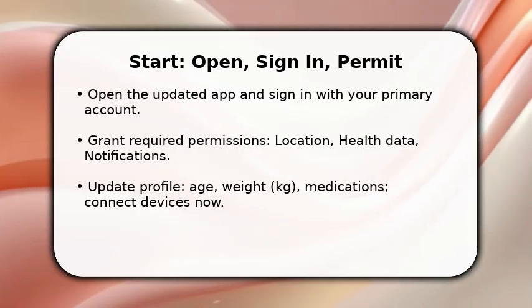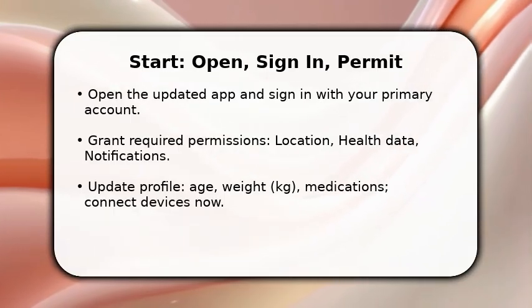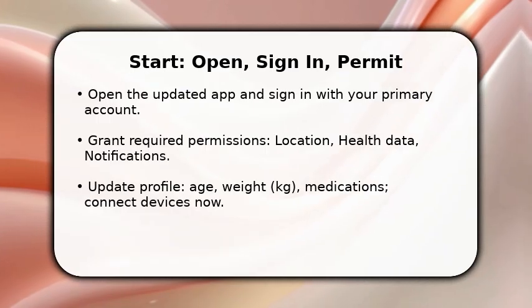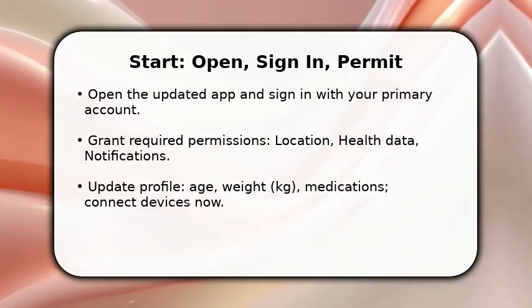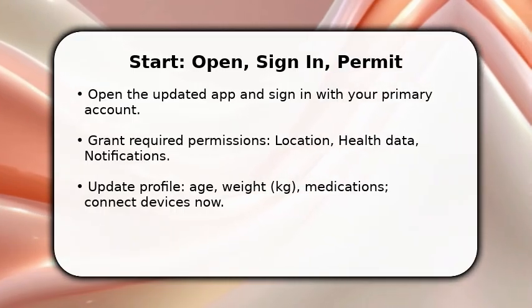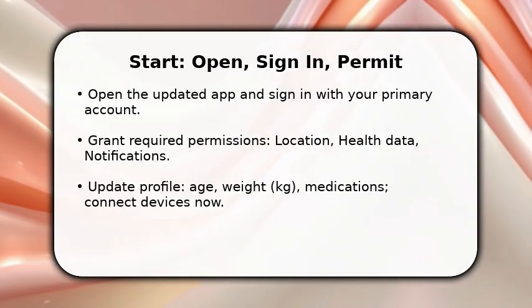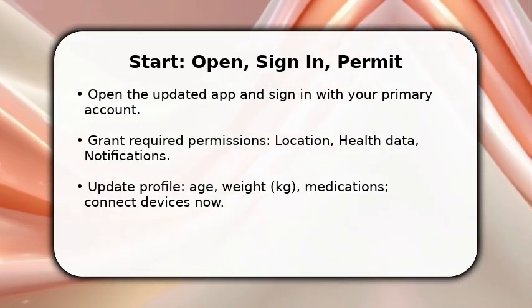You're starting now. Open the updated Health app and sign in with your primary account. Give the app the essential permissions, location, health data, and notifications so it can collect accurate readings. Once done, update your personal profile with age, weight in kilograms, and any medications because those values change recommendations.